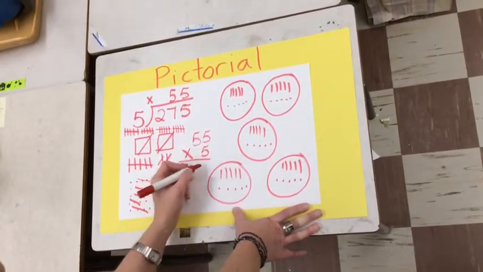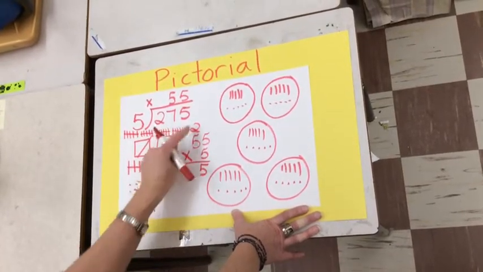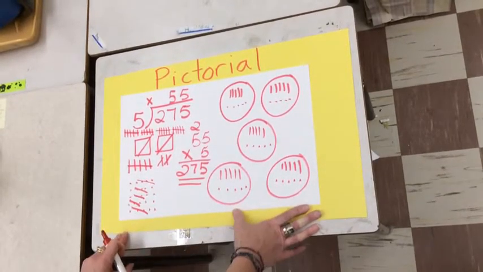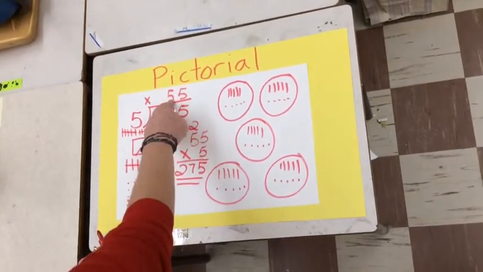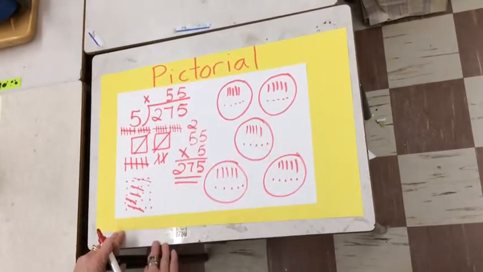5 times 5 is 25. Put your 5 down, you're carrying over your 2. 5 times 5 is 25, plus the 2 is 27, and that's your 275. So your answer is 55. You've checked it both ways. You've done it by counting and also by using multiplication.